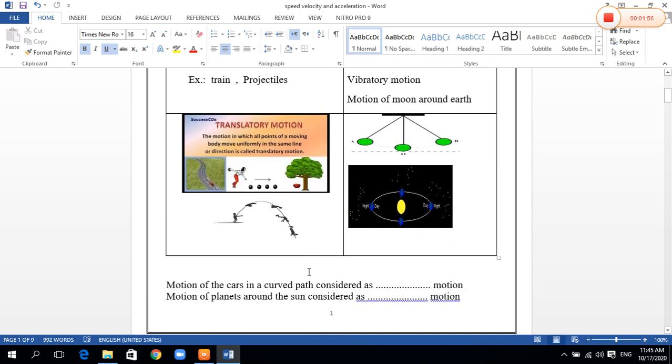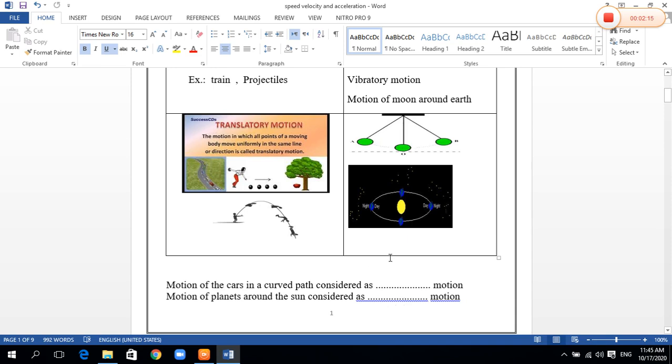Now, is the motion of cars on a curved path translatory or periodic motion? That will be translatory motion. But the motion of planets around the sun is considered periodic motion.